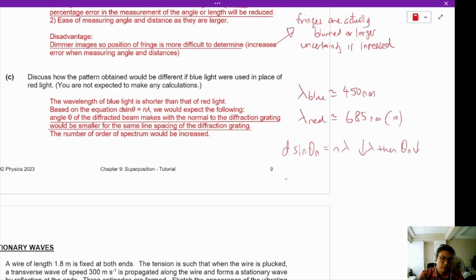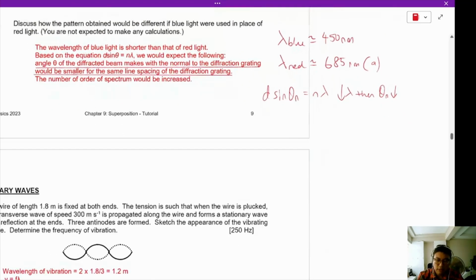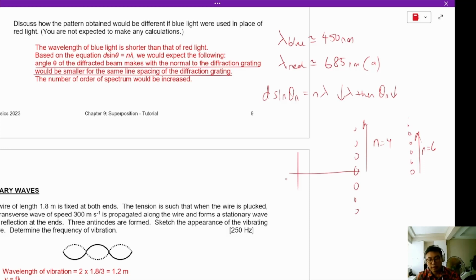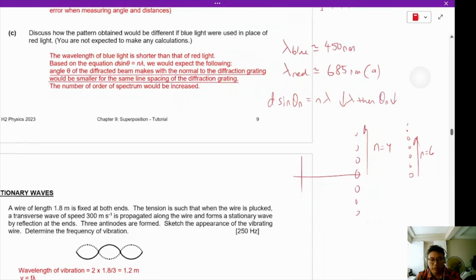The number of orders will also increase. That means to say, previously we could see only 1, 2, 3, 4, and 1, 2, 3, 4. We could only see up to n equals 4, but with the blue light, you might be able to see up to n equals 6 or something like that. So the maximum order that is observed will also be increased.